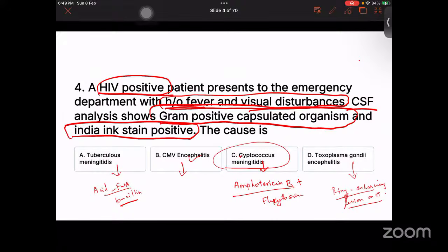So we have seen 2 questions related to meningitis. Previously, we saw meningococcal meningitis, where the drug of choice is ceftriaxone 2 gram. And here we saw cryptococcus meningitis in an immunocompromised individual. So here we have done this too. Shall I proceed? I'm going to question number 5.